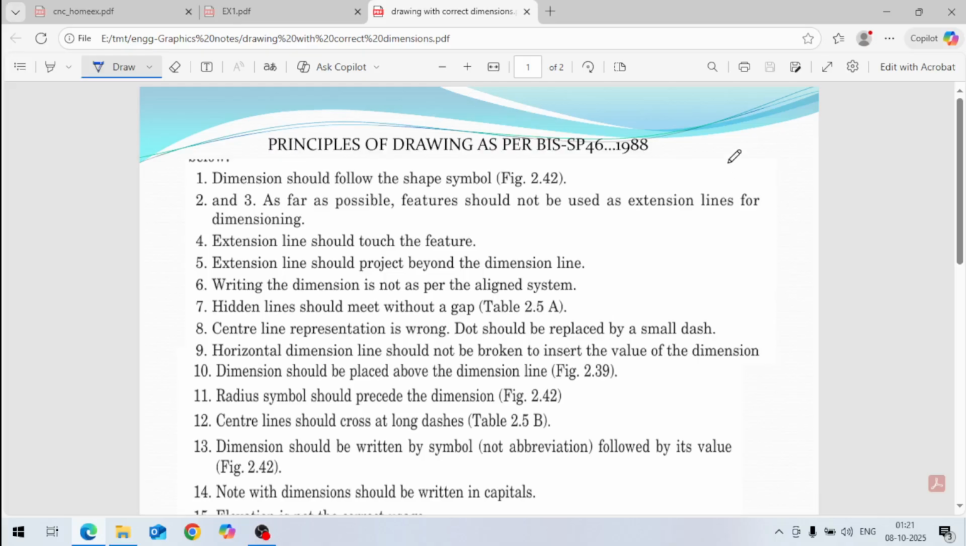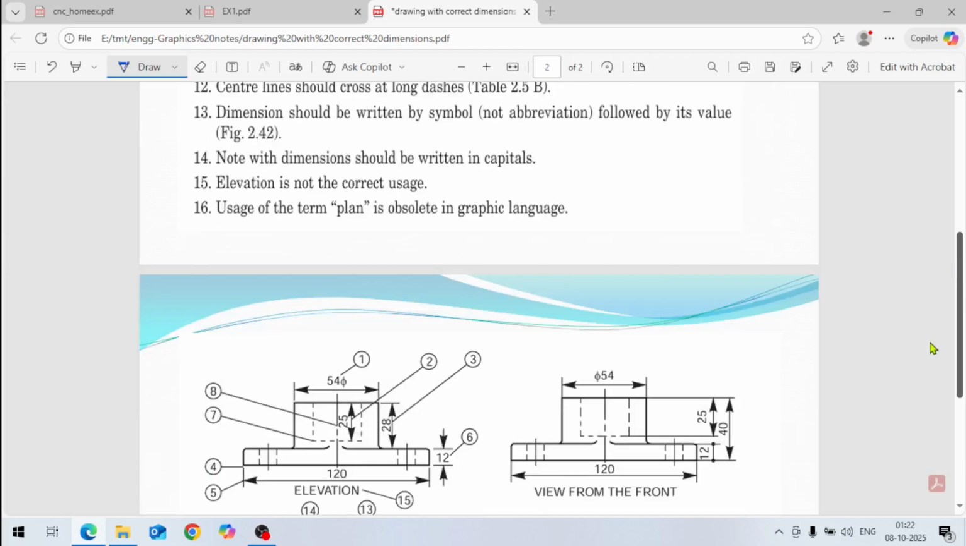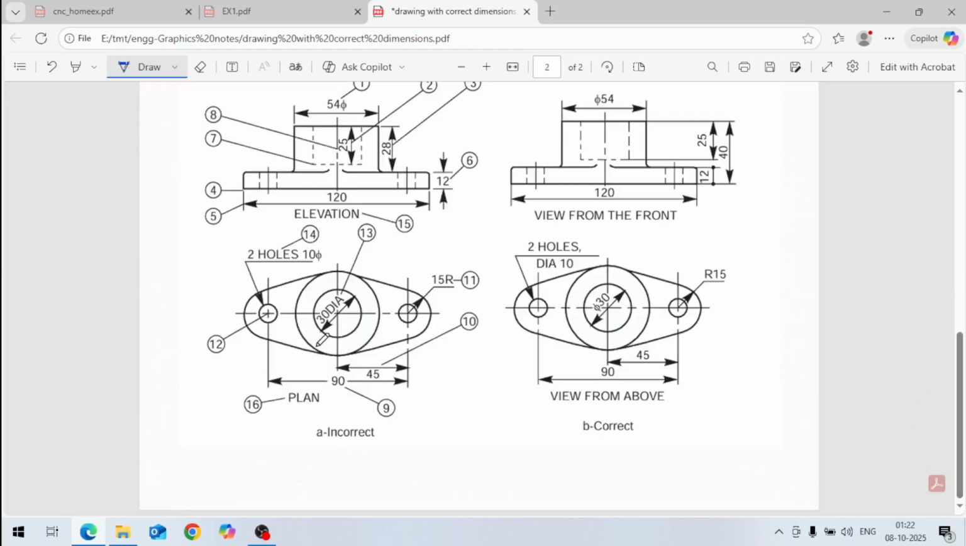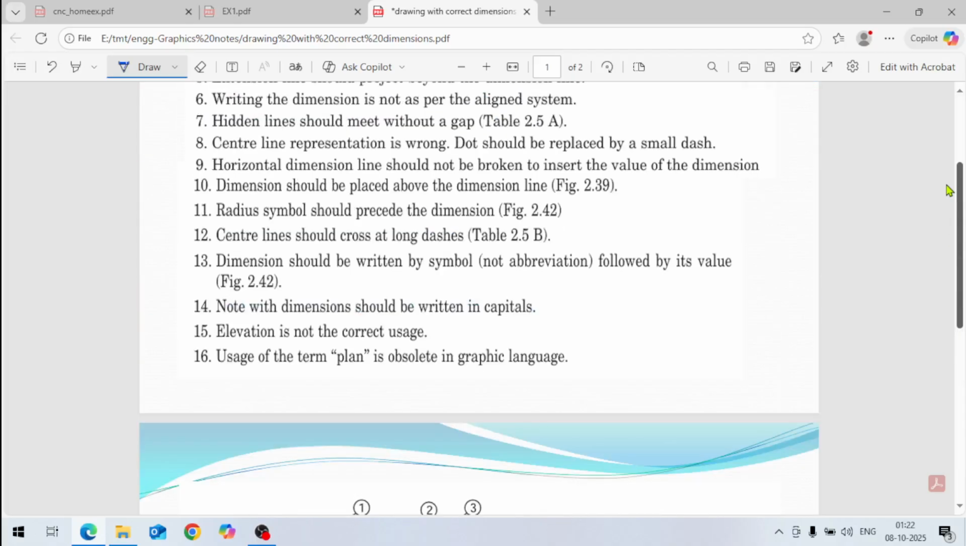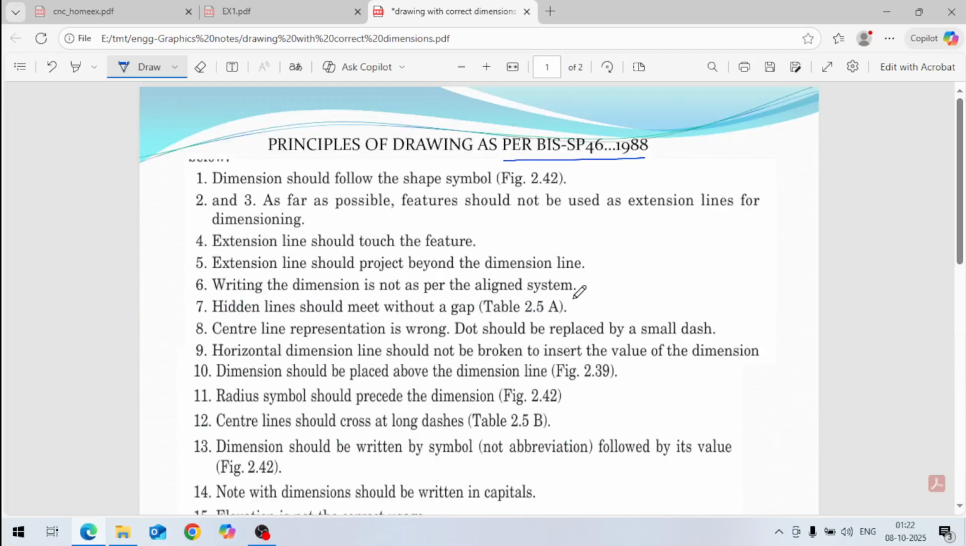Today in this video, we are going to discuss the principle of drawing as per BIS SP46. Actually, the dimensioning system: we are going to discuss how we have to give the dimensions on the component. This is the incorrect way of dimensioning in this component, and here it is the correct way of dimensioning. So we are comparing these two figures of the same part. If you see here, there are 15-16 points which we are going to compare.